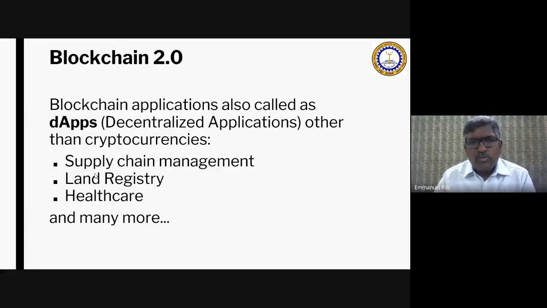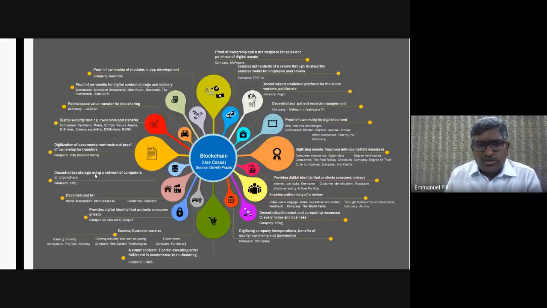So blockchain 2.0 is also coming up, where you have decentralized applications. Notwithstanding where blockchain is used for cryptocurrency, Ethereum or Bitcoin Core, there are other applications which are coming up called decentralized applications, and other than the cryptocurrencies, they include supply chain management, land registry, healthcare, and many more where the blockchain is used. So as you see, there are so many blockchain use cases.